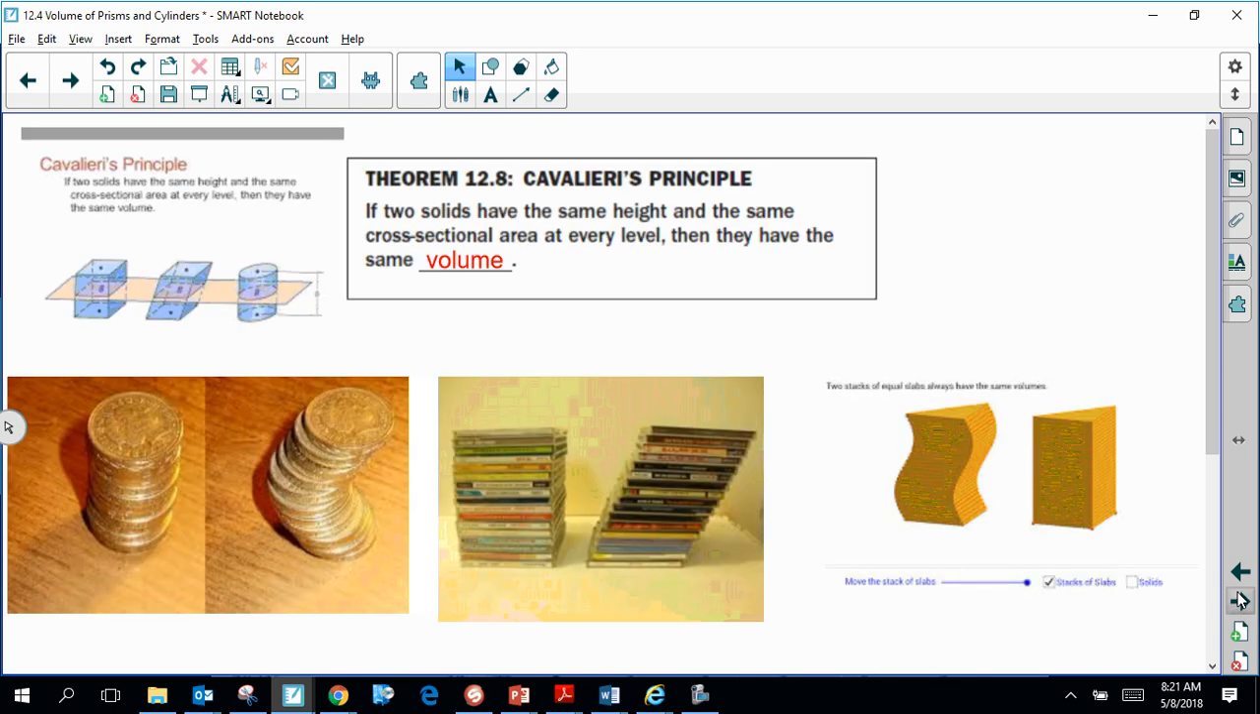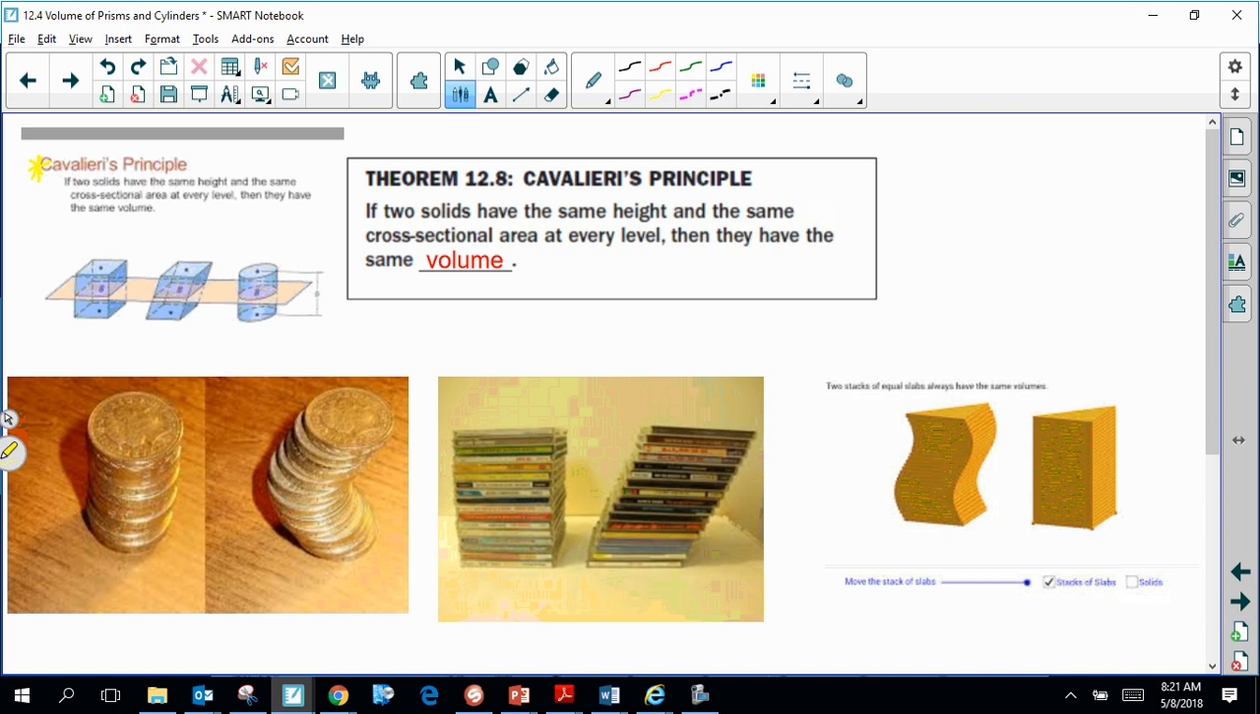So this next thing that we're talking about is something called Cavalieri's principle. It's really kind of self-evident if you think about it. If I have two solids and they have the same cross-sectional area, then they should have the same volume. So the example that I'm giving you is, let's take a look at this one here on the top left.